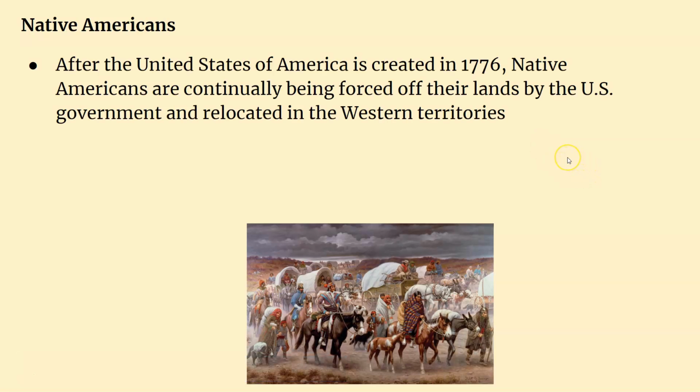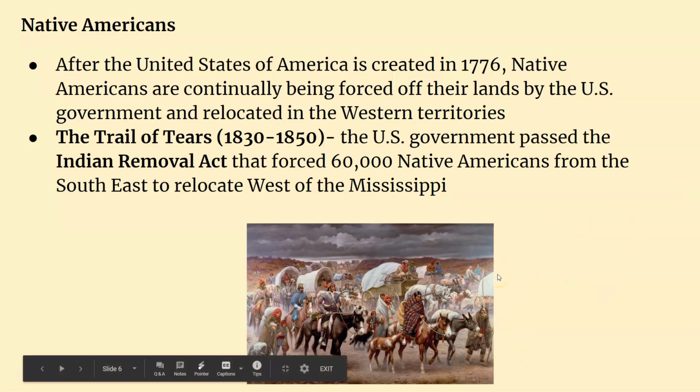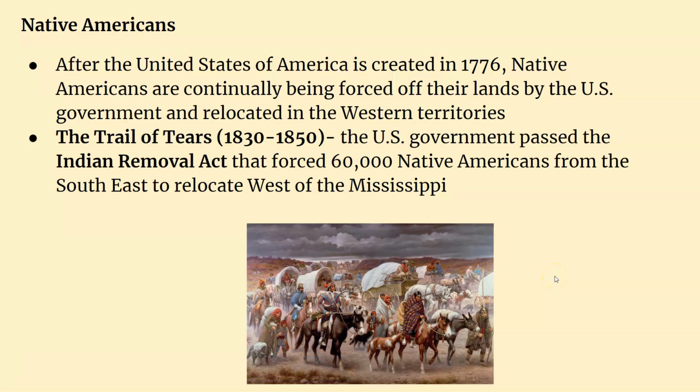After the United States is created in 1776, Native Americans are continually being forced off their lands, getting fewer rights, and being relocated to the Western Territories. By 1830, President Jackson signed a bill, the Indian Removal Act, that forced 60,000 Native Americans from the southeast, like the Florida and Georgia area, to relocate west of the Mississippi. This is why they want President Jackson off the $20 bill, because of this terrible Indian Removal Act that he passed. It was just such a terrible thing.